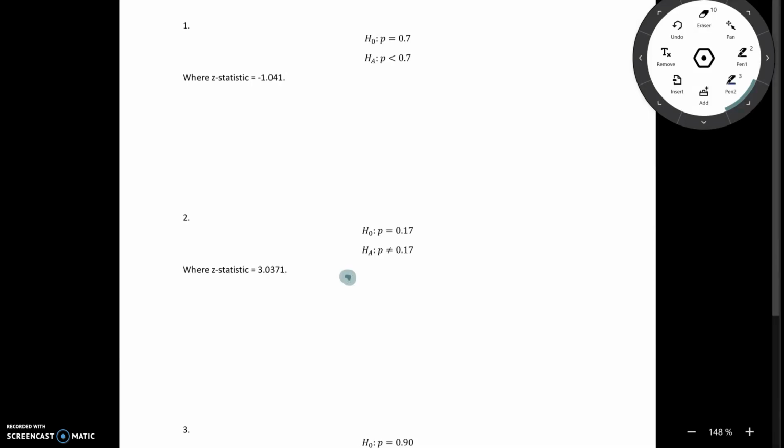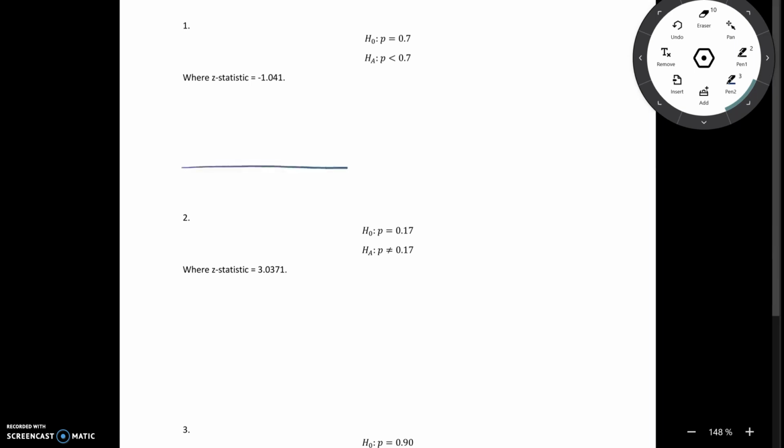In this video, we're going to look at how to find different p-values using a standard normal table. Anytime you're working with a proportion, that's when you're going to want to use the standard normal table to find your p-values. Looking at this first example, we're trying to prove that the population proportion is less than 0.7, and we found a test statistic of negative 1.041.